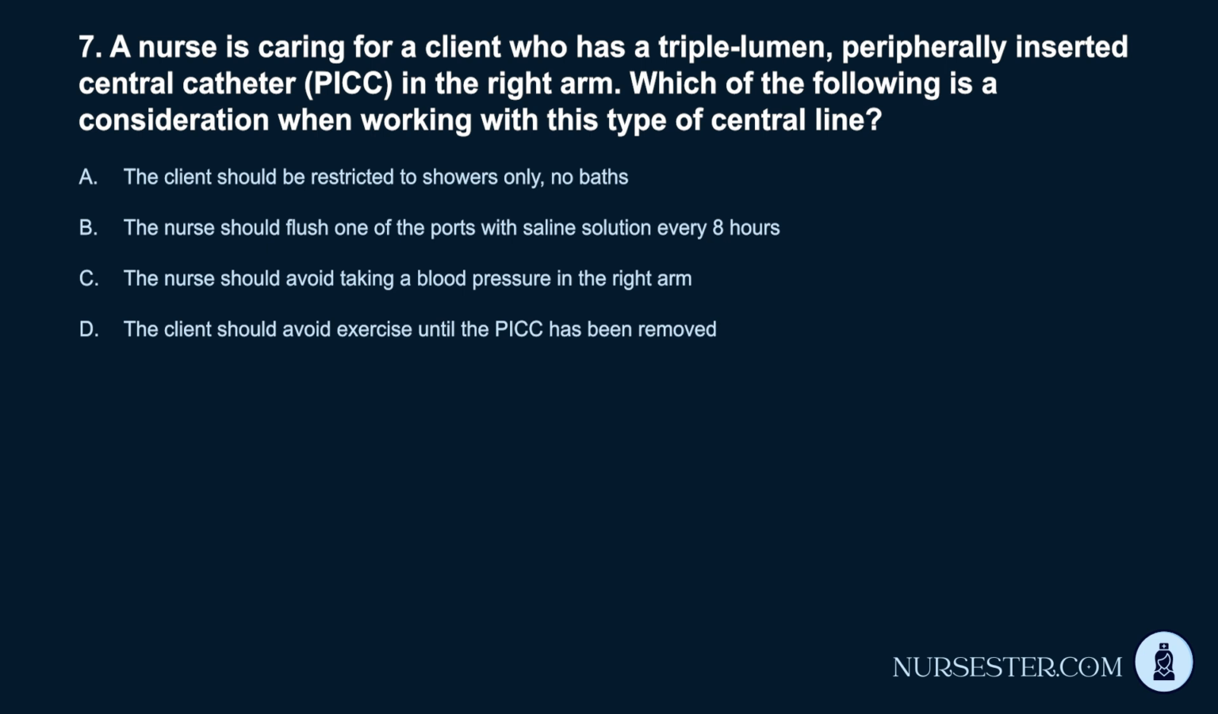7. A nurse is caring for a client who has a triple lumen, peripherally inserted central catheter, PICC, in the right arm. Which of the following is a consideration when working with this type of central line? A. The client should be restricted to showers only, no baths. B. The nurse should flush one of the ports with saline solution every 8 hours. C. The nurse should avoid taking a blood pressure in the right arm. D. The client should avoid exercise until the PICC has been removed. Correct answer: C. The nurse should avoid taking a blood pressure in the right arm.